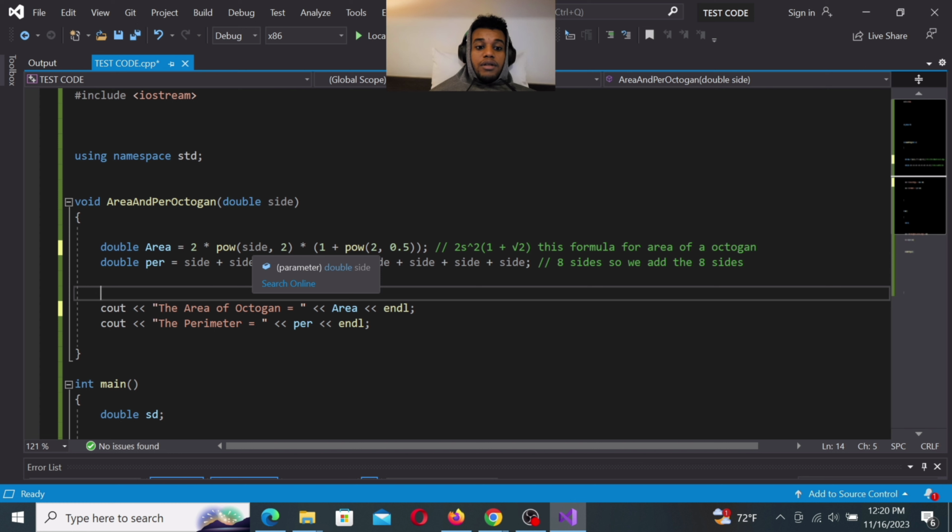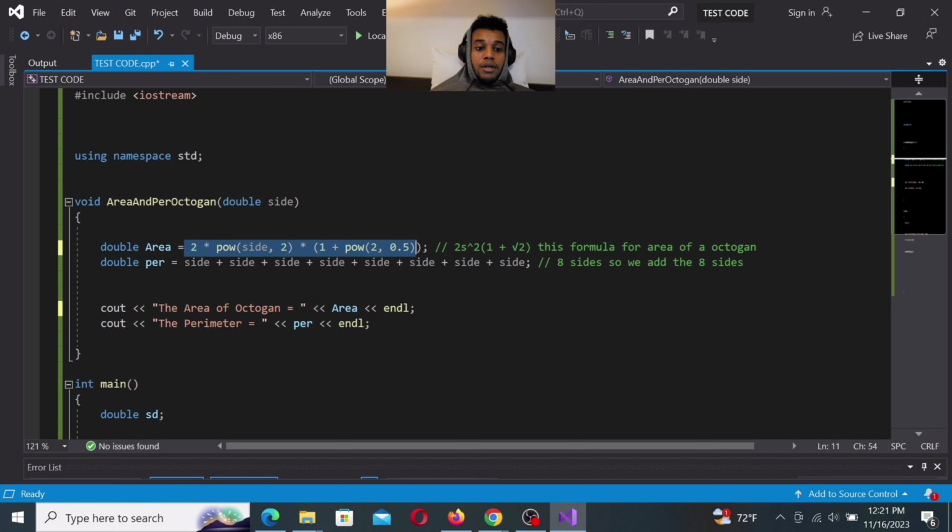To find the square root of 2, we're going to do power 2, 0.5. The reason we do 0.5 is because if we break down a square root into a power value, it's going to be 2 to the power of 1 over 2. So this is the area formula right here. Be careful with the brackets because they're very key.